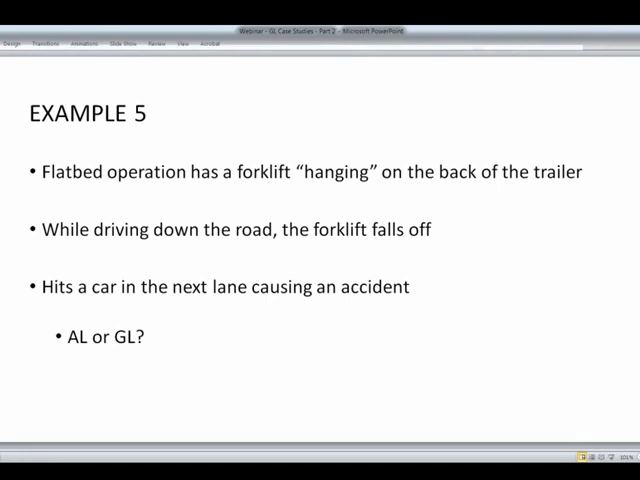You have a flatbed operator. They have a forklift hanging on the back of the trailer, called a donkey in most cases. While driving down the highway, the forklift falls off the back of the trailer, hits the car next to it, causing that car to have an accident. Is this auto or general liability? Again, the forklift is not licensed for the road, therefore it is mobile equipment. Again, is that auto or general liability?